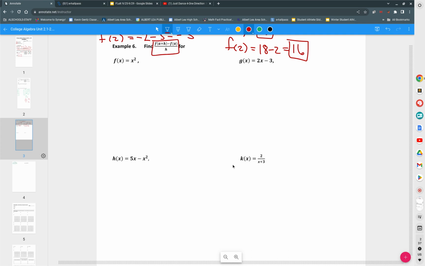So we make a little bit of an organizer. First, I'm going to determine f of a, and then f of a plus h. I'm just going to write those out. F of a is equal to simply a squared. And f of a plus h, that just means I plug in a plus h for the x. And so I get a plus h quantity squared.